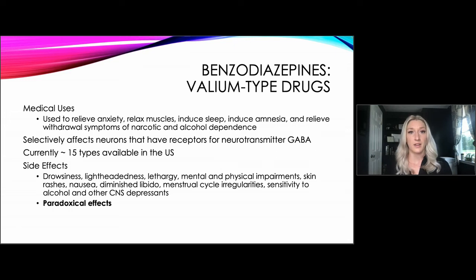And when we look at side effects of benzodiazepines, we see drowsiness, lightheadedness, lethargy, mental and physical impairments. You can have skin rashes, nausea, even a diminished libido or menstrual cycle irregularities, and a sensitivity to alcohol and other CNS depressants. So when we look at paradoxical effects, these are those unexpected or unintended effects of the drug. These can include nightmares, anxiety, irritability and sweating, extreme agitation, paranoia, and even rage. So Xanax is actually the first drug that's approved to treat panic disorder.